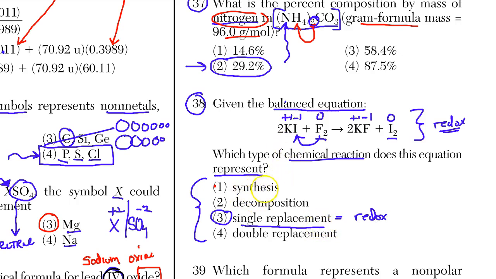So it's not synthesis. Synthesis would be if we take elements and we put them together to make something. So small pieces making bigger. Decomposition would be the opposite, right? Taking something like AB and breaking it down into its individual elements, A and B. Double replacement would be the classic example.